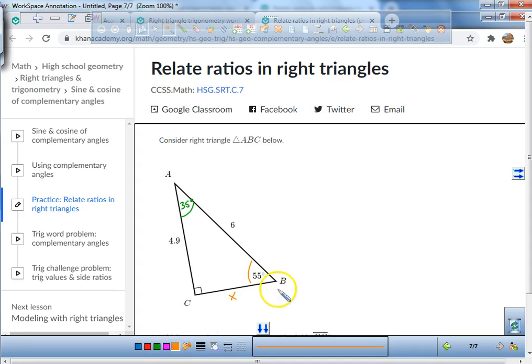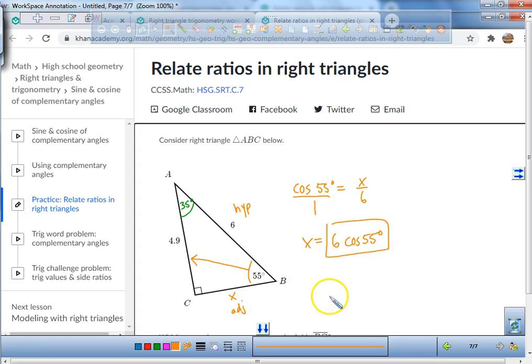So one way I'm going to solve for it is this is my adjacent side, and this is my hypotenuse from this perspective. So I could say adjacent over hypotenuse is cosine, so I could say it's the cosine of 55 degrees equals x over 6. So that's one way. When I cross multiply, I get x equals 6 times the cosine of 55. So that would be one example.